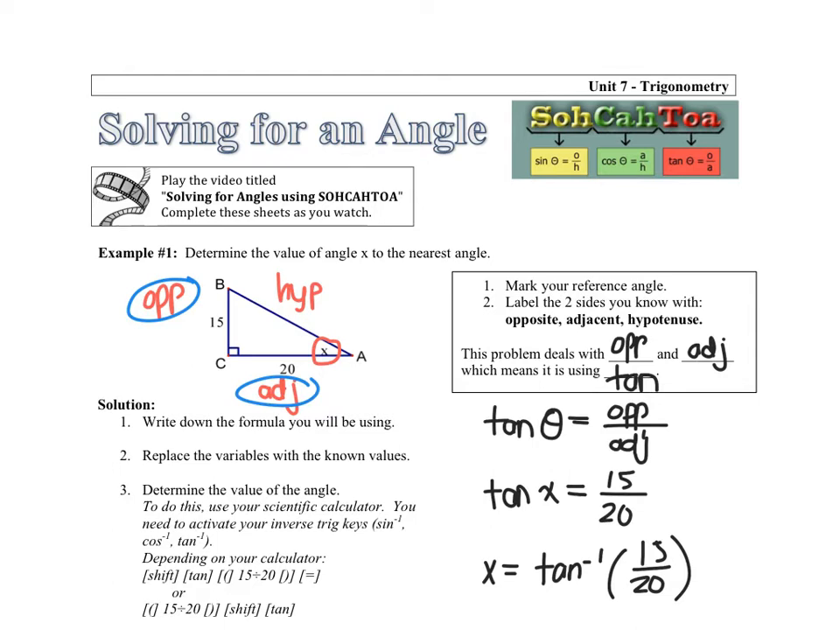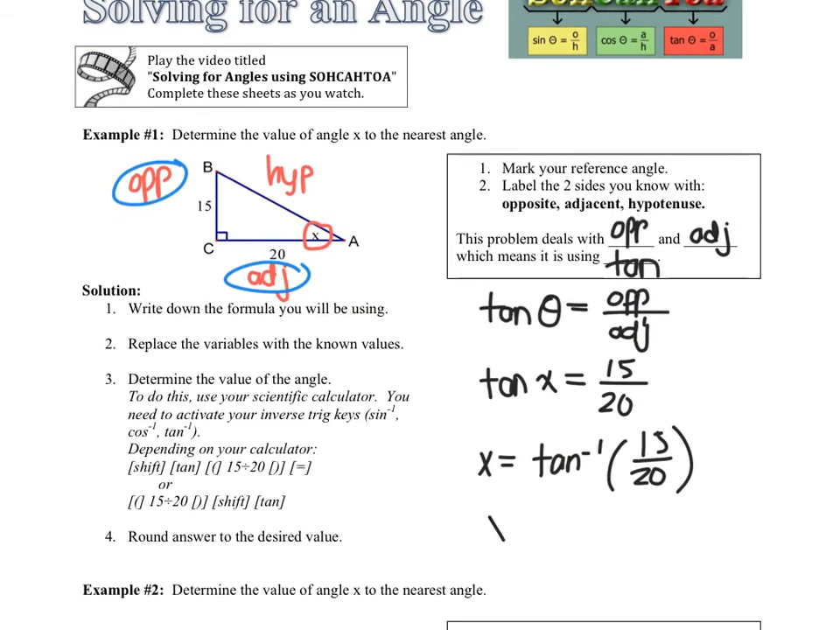Now, in your calculator, you're going to be using either the second function or the shift button. So you're going to hit shift or second, tan, and then you should see that tan inverse notation. And then in the brackets, if you have a fraction button, great, put 15 over 20. Otherwise, you can just type in 15 divided by 20. And for angles, we usually round to the nearest whole number. So in this case, I'm going to use the squiggles again. I get 36.869, so I'm going to round that up to 37 degrees. And that would be my final answer.